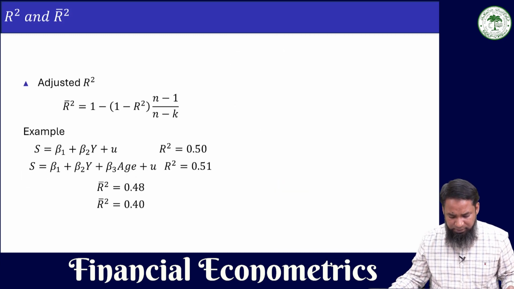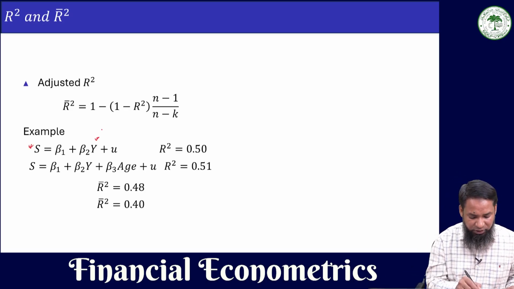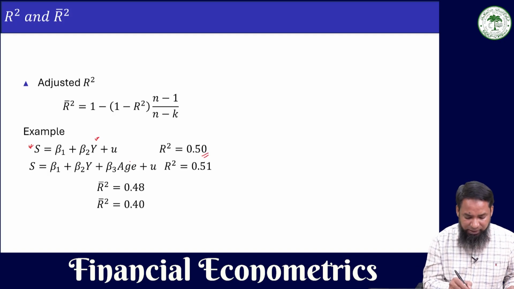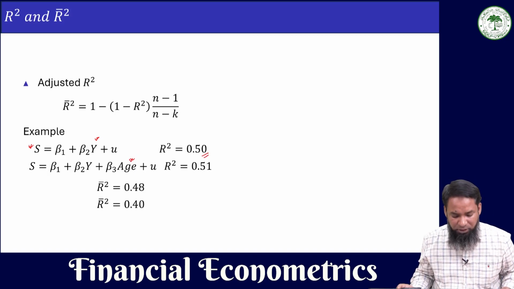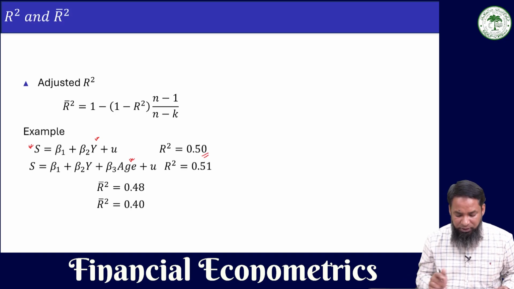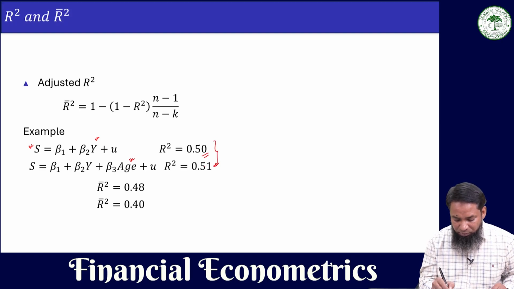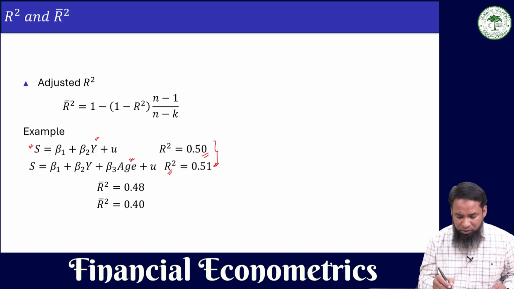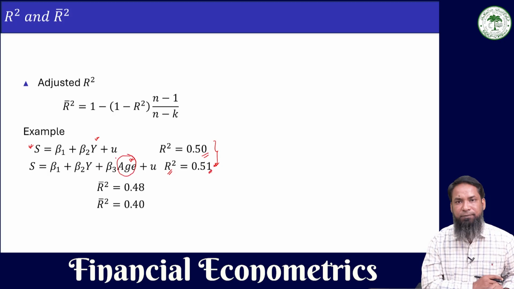To understand that, let us take an example. Here we are taking the example that saving depends on income. In that case we have R square 0.50. Now we are adding another variable, age, because age may have an impact on saving behavior other than income. In that case R square is 0.51. Now if we have to decide among these competing models using R square, that could be misleading. Why? Because this increment could be due to just adding this extra regressor.